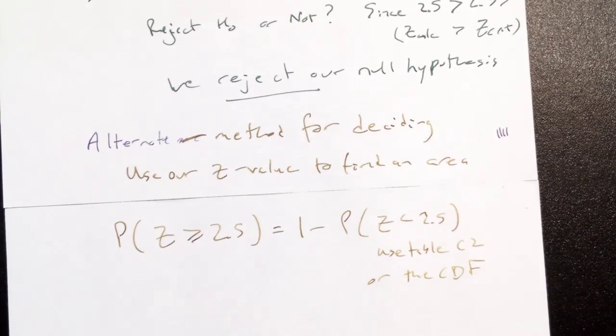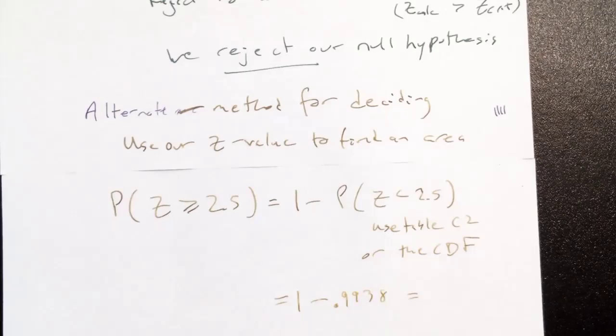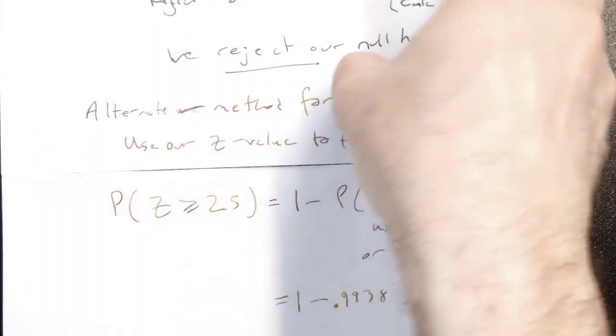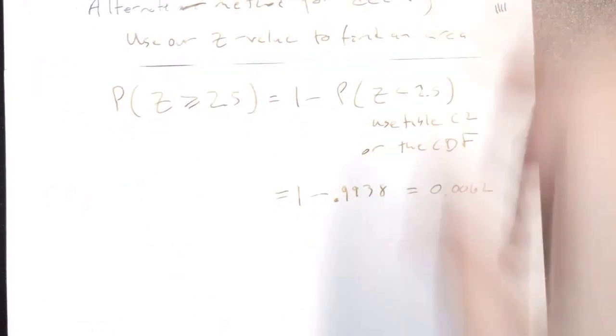So what do I get when I plug in 2.50? And if I subtract that from 1, I get... So there is a 0.0062 chance this happened randomly. Right? But what was my cutoff threshold? My significance level, alpha, was 1%. Is this number bigger or smaller than 1%?